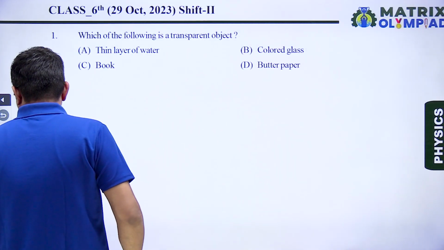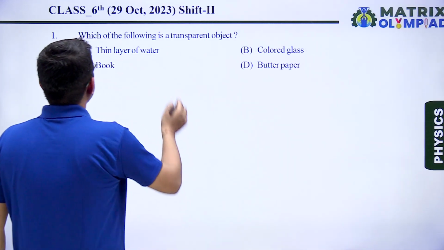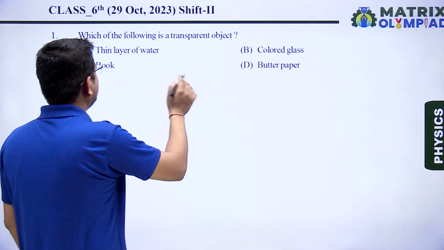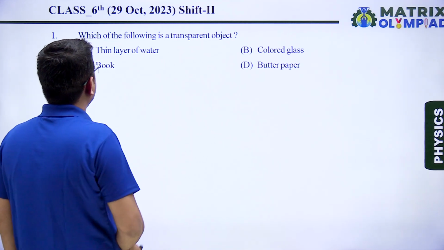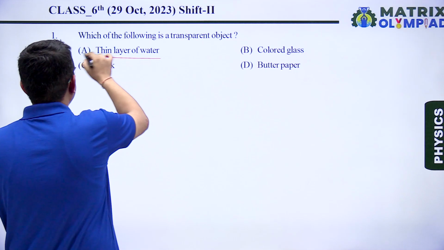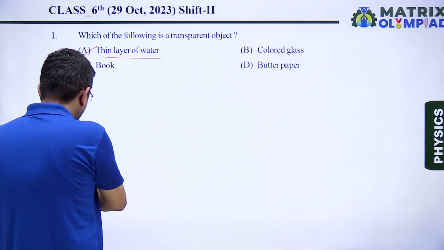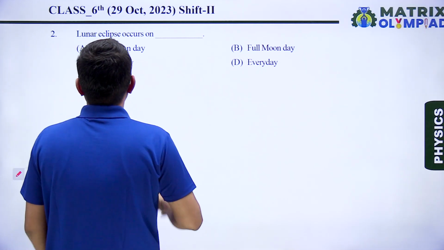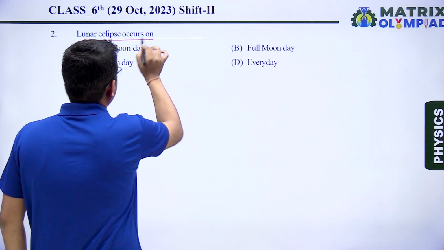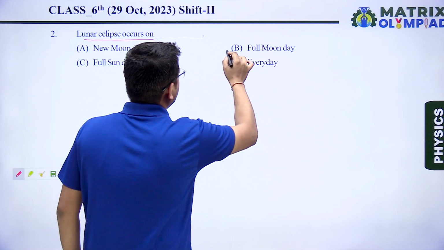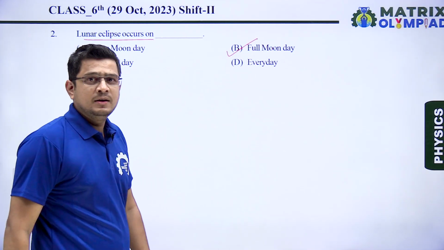Question number 1. In question number 1, it is asked which of the following is a transparent object. As we can see here, out of these four options, thin layer of water is a transparent object. So our answer is option A. Next question, question number 2. In question number 2, it is said lunar eclipse occurs on. We know that lunar eclipse occurs on full moon day. So our correct answer is option B.